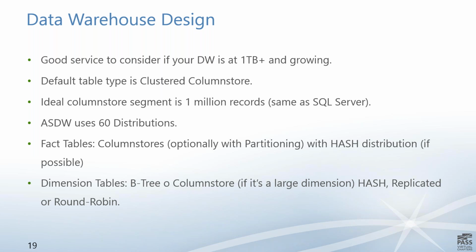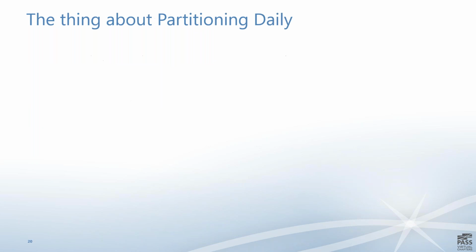For dimension tables, it's usually a B-tree table, or if it's a really large dimension, you can use a column store. Again, if there's a good candidate for hashing, you can use that. If not, and it's a small dimension, then do replicated, and if not, you can always just do round robin.